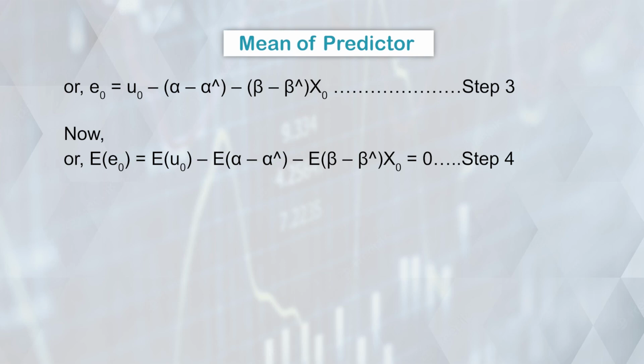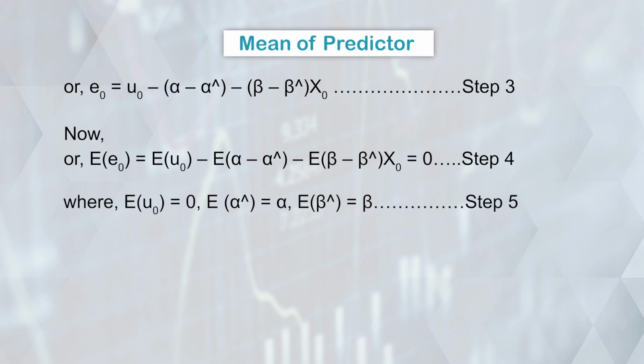For example, expectation of e0 is equal to expectation of u0 minus expectation of these constant terms. Then we have expectation of this difference between the actual and the predicted value of the slope coefficient into x0, which comes up as the specific value of x equals to 0. Why 0? Because according to our OLS assumption, the sum of the errors must be 0. So thereby the expected error or expectation of e0 is 0, which is step number 4.